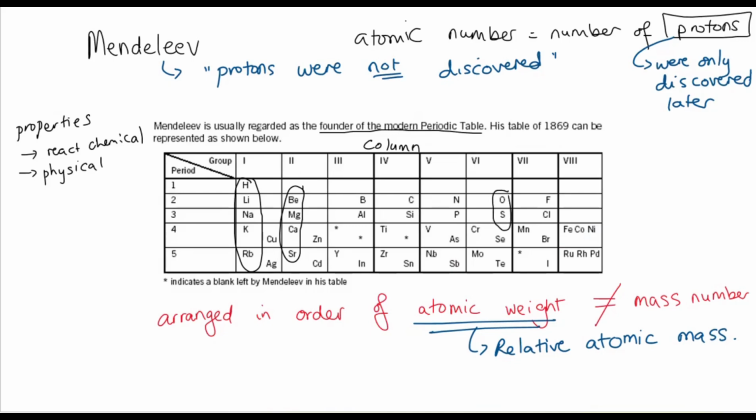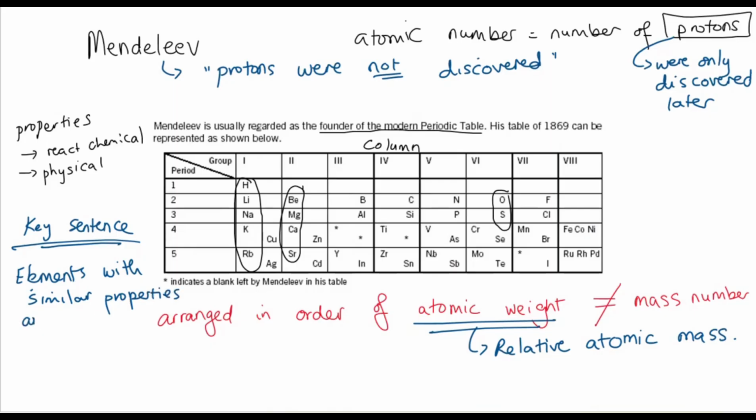So one of the main things he does, and this is a key sentence, yeah? Make sure you learn this. Elements with similar properties are placed in the same column. So anything he did, it's so that elements with similar properties can be placed in the same column.